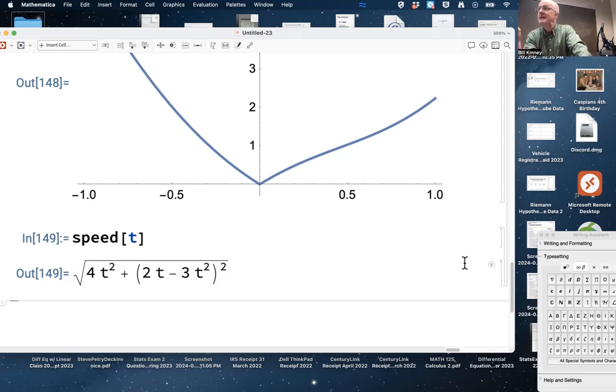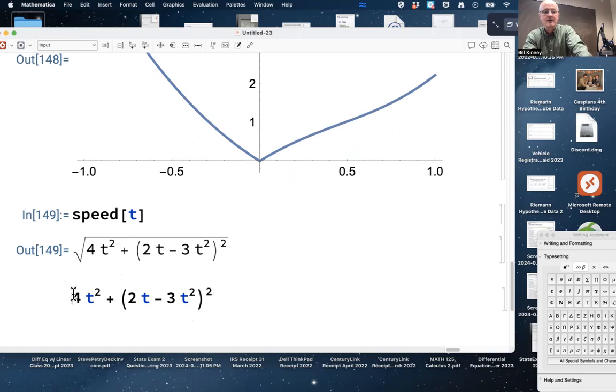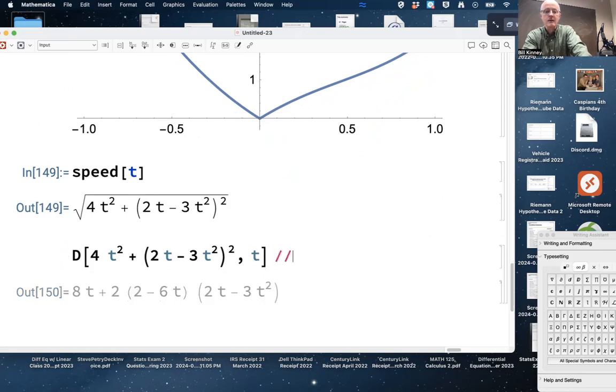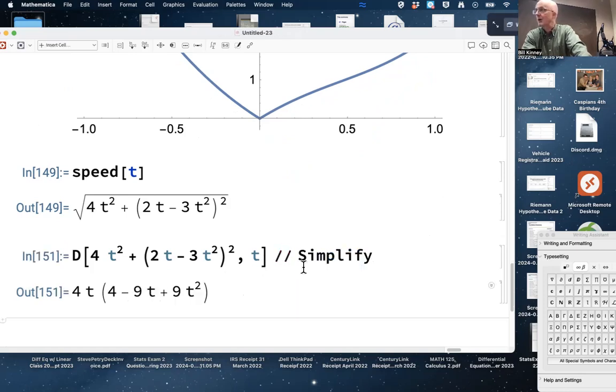You can minimize the speed by minimizing its square. So instead of minimizing the speed, you can minimize this function. You can take its derivative with respect to t, set it equal to 0, and solve for t. This is 0 when t is 0. The speed is minimized when t is 0. The critical point is t equals 0. Is it minimized where this is 0 as well? Possibly, but I'm guessing that that thing probably has complex roots. Is that true?